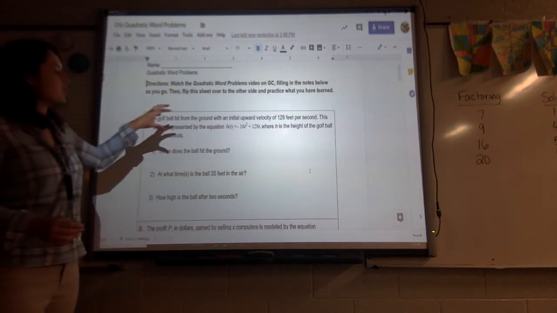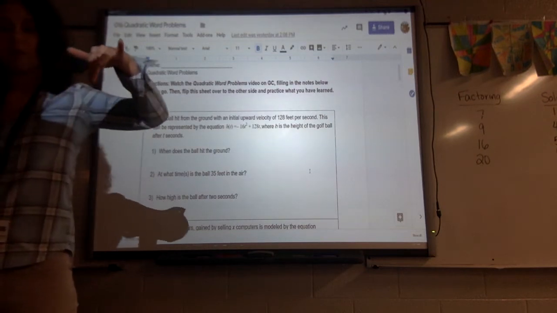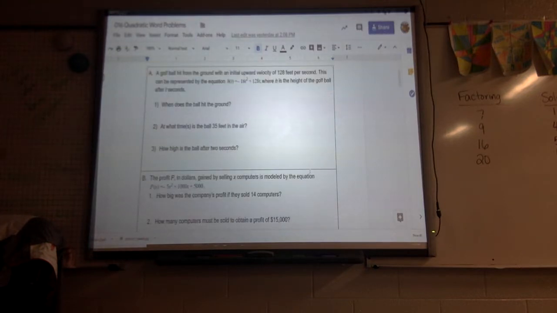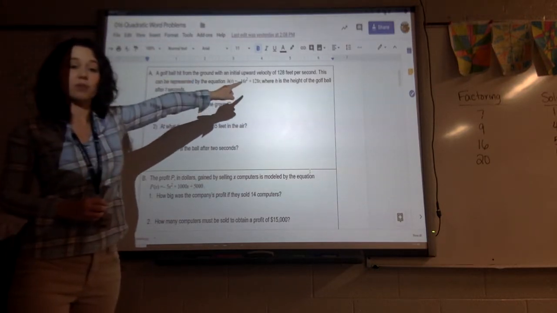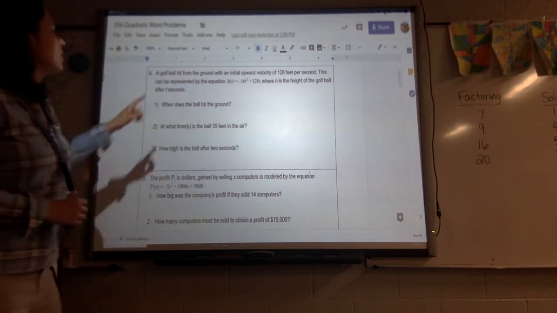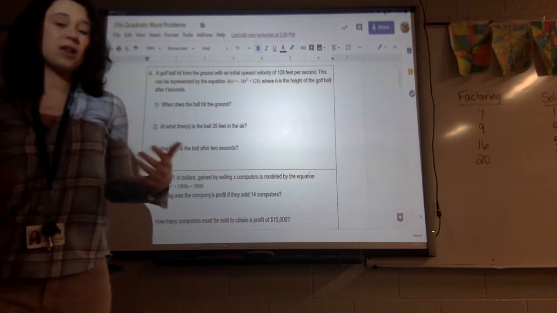So they have given us an equation that models a golf ball traveling through the air. Okay? So they tell us a golf ball hit from the ground with an initial upward velocity of 128 feet per second. This can be represented by that equation that they give me. Now I'm going to pause right here just to talk about the letters they're using. They're using the letters H and T, and I want you to think about why that would be.